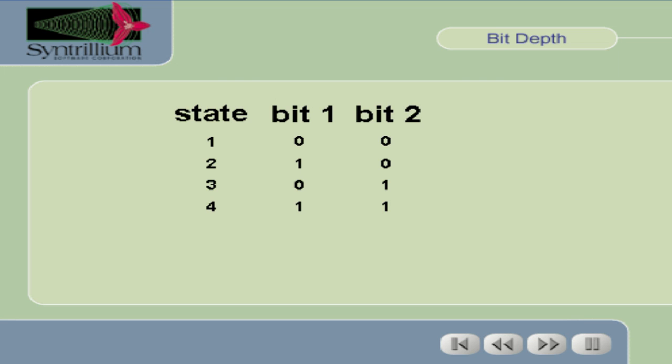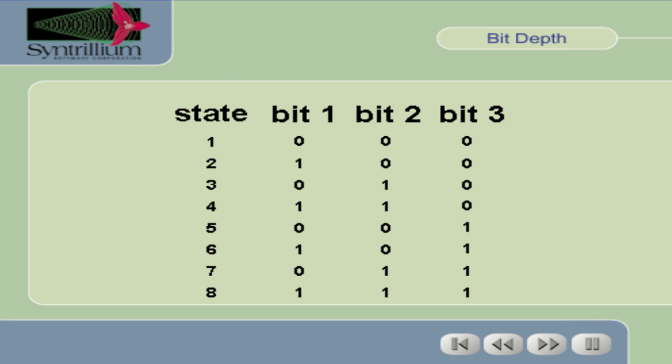Two bits together can represent four different states. The bits can be 00, 10, 01, or 11. Each additional bit doubles the number of states that can be represented, so a third bit lets us represent 8 states, a fourth 16, and so on. The resolution in amplitude is just as important as the sampling resolution.